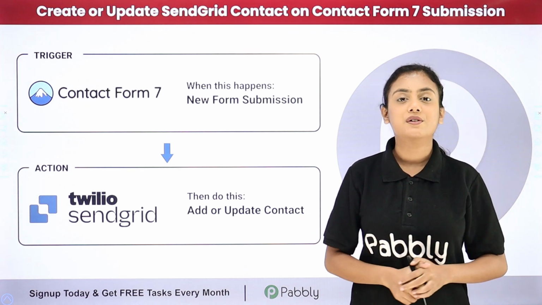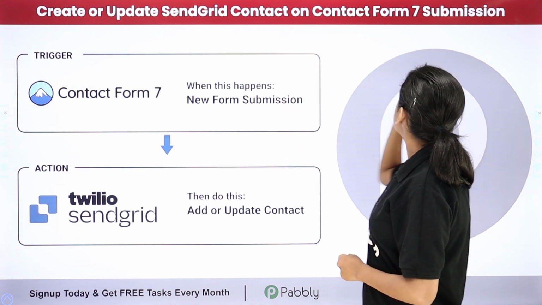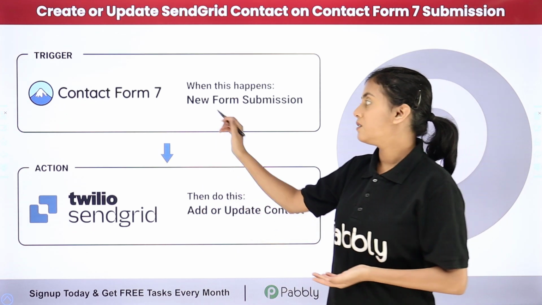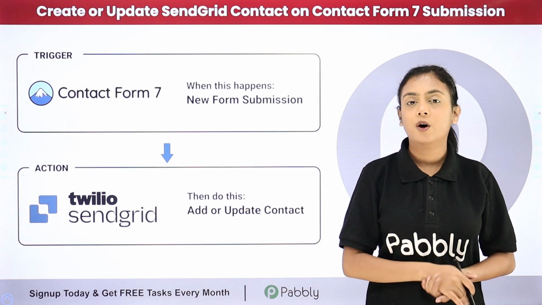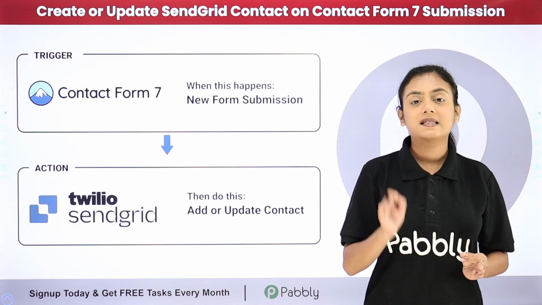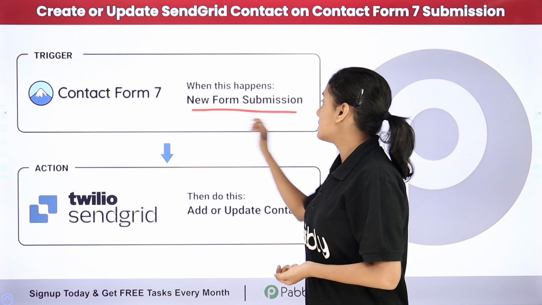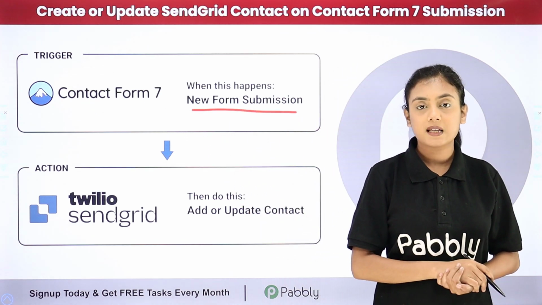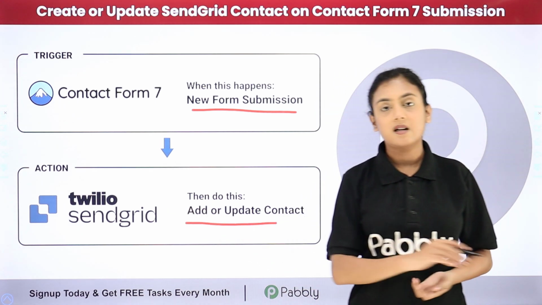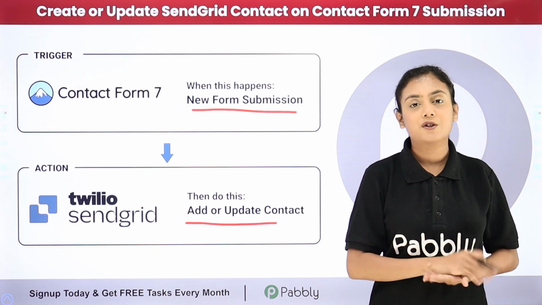In this video we're going to learn how to create or update SendGrid contact on Contact Form 7 submission. So I am an owner of a skincare brand and using Contact Form 7 I have created a form with the help of which I collect my leads data. Here what I want is that as soon as one of the potential customers or clients does a new form submission using Contact Form 7, I want to create that lead as a contact in my SendGrid account. And doing this manually is very time consuming and prone to errors.